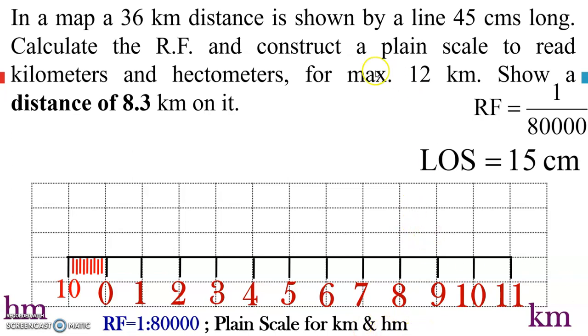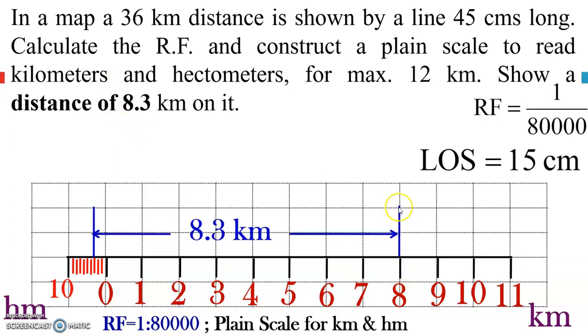So that is the thing, construct a plane scale. So the answer we have drawn is the plane scale. Now we have to show the distance of 8.3 kilometer on it. So we have to draw a line from 8 kilometer and 3 from the left hand side. That is 1 hectometer, 2 and 3. So it is 8.3 kilometer.